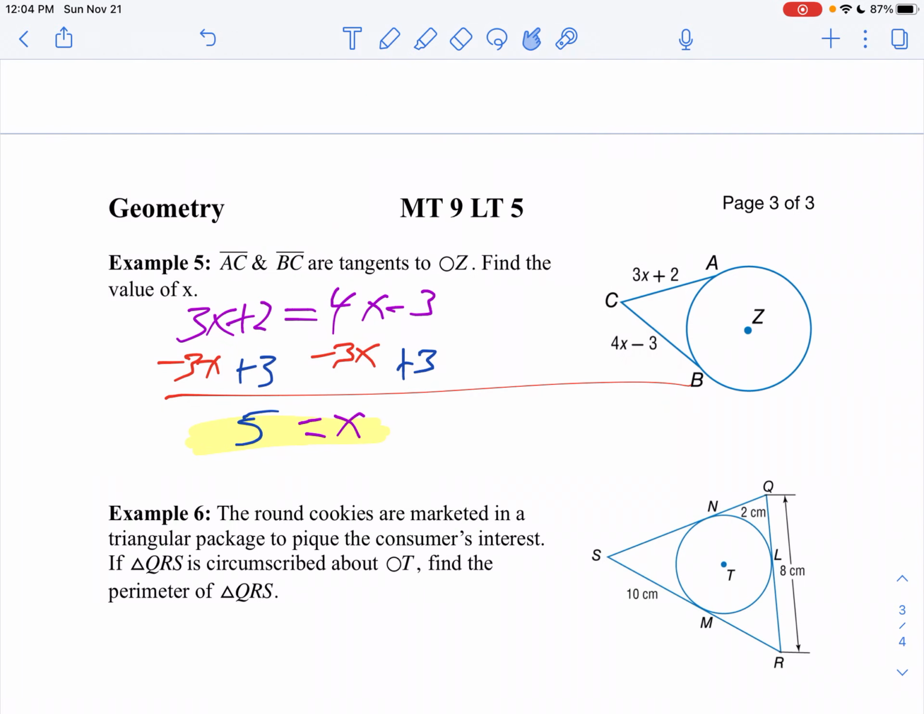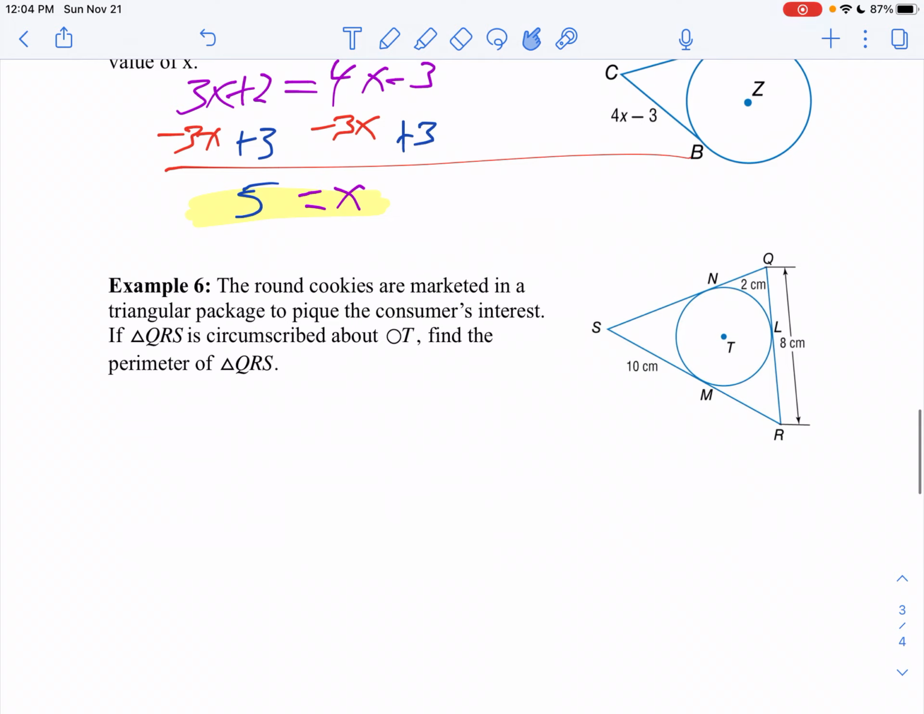Now let's take a look at the next one. It says, the wrong cookies are marked in a triangular package to pique the consumer's interest. If triangle QRS is circumscribed around circle T, find the perimeter of triangle QRS. So here's what's going on.